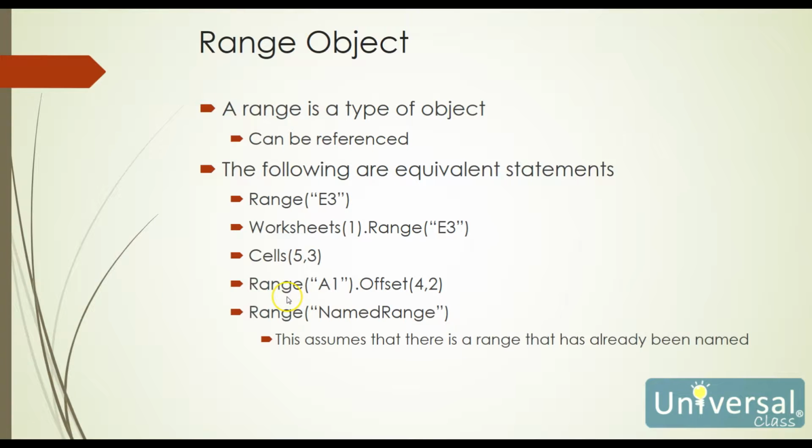We could reference a range as an offset, so I could say A1 and then offset, which means go to the right 4 and down 2, and that would also give me the same place. Or I could reference a range by a name. Now in this case we'd be assuming that the range has already been named.